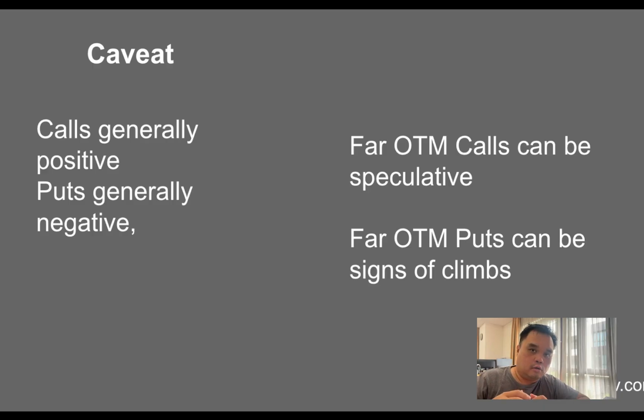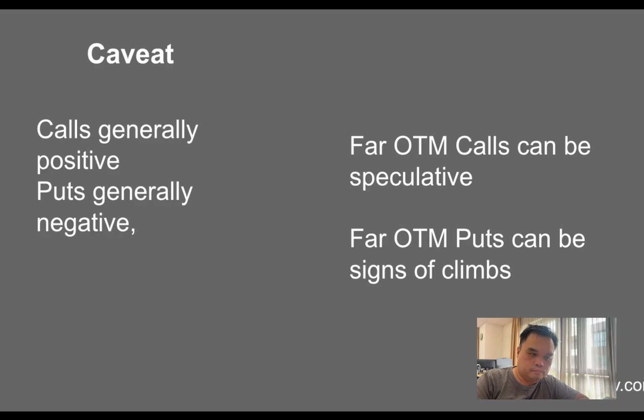Of course, in oakcliff.com, we still have a caveat, okay? I know it's a bit contradicting, all right? But just keep this in mind. You don't really have to worry that much, okay? Calls are generally positive and puts are generally negative, okay? But far out of the money calls can be speculative, and far out of the money puts can be signs of climbs.